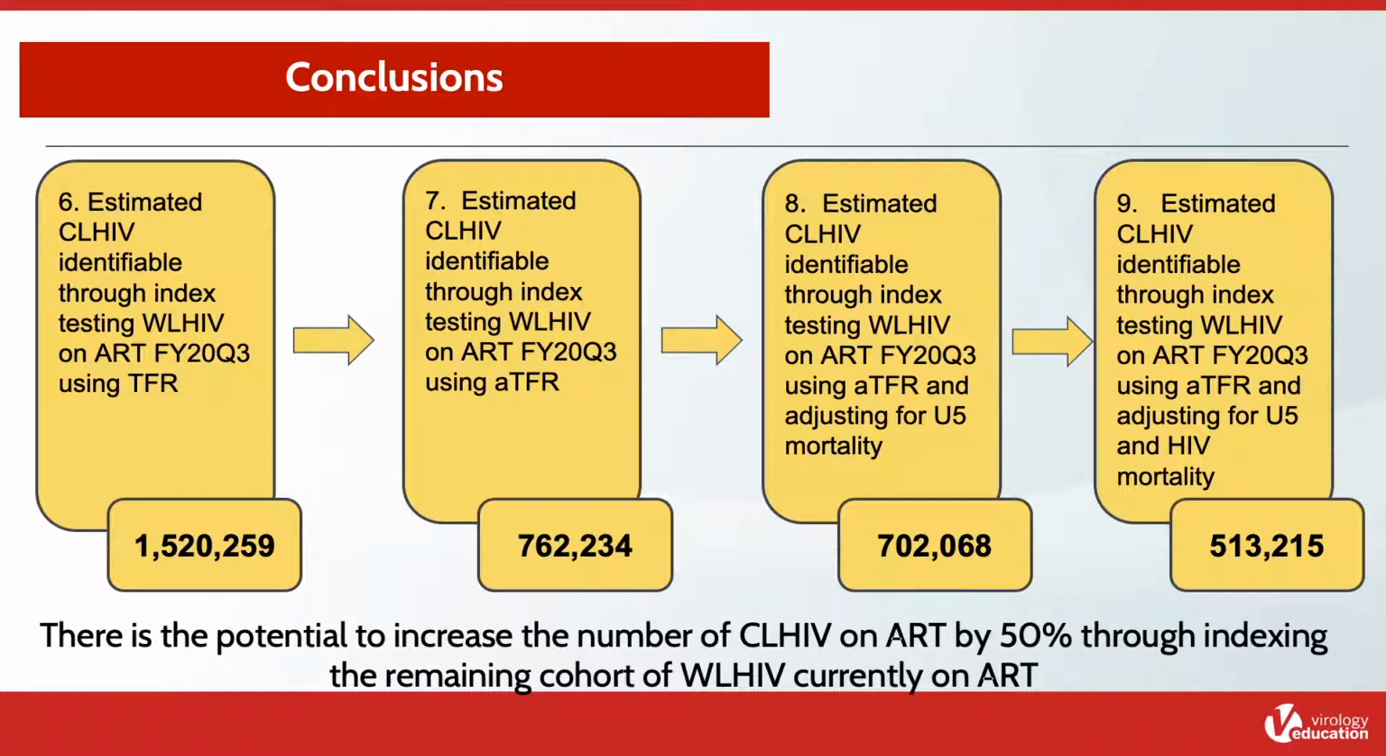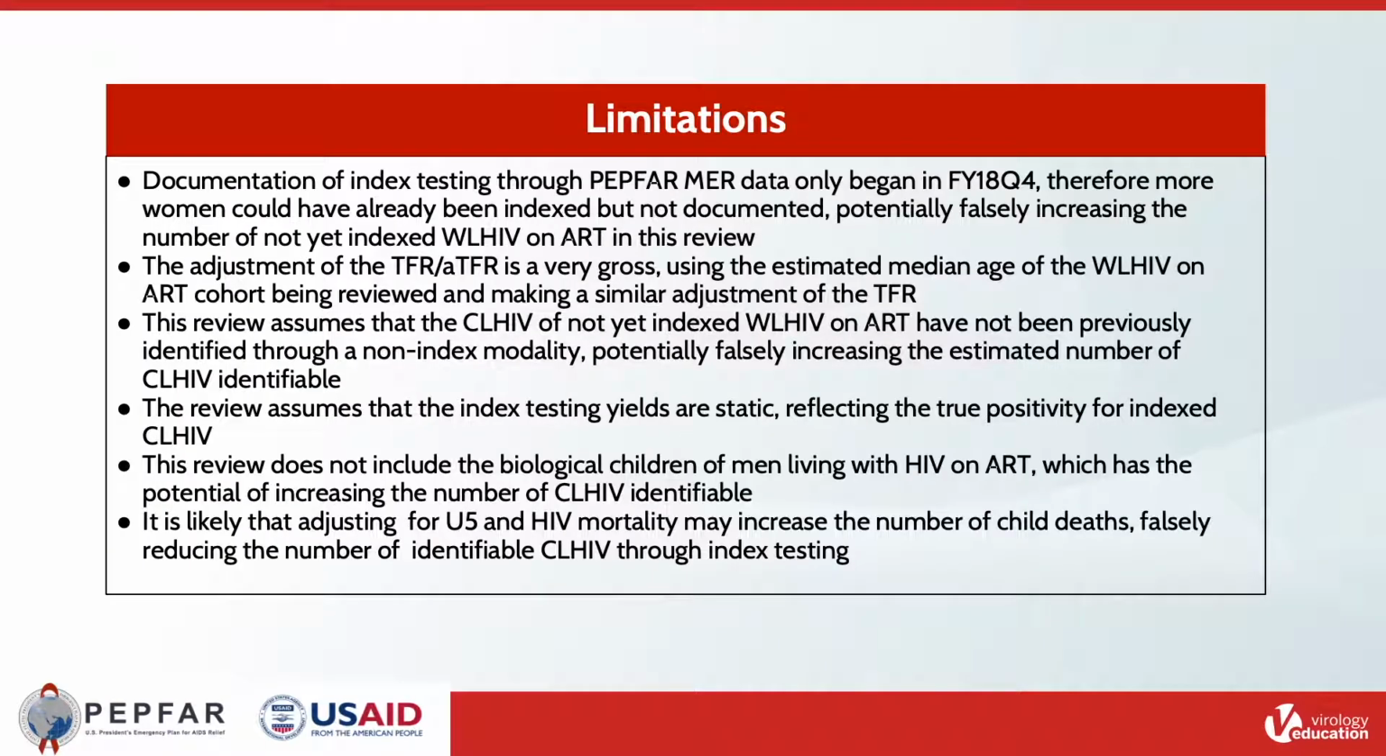In conclusion, by using our gross estimate approach, we estimate index testing has the potential to identify 513,215 children and greatly improve the treatment gap for CLHIV globally and increase the number of children on ART by up to 50%. There are several limitations to this analysis listed here. In the interest of time, I will not review them all in depth. However, the authors are taking these limitations into consideration as we continue with next steps on this analysis.